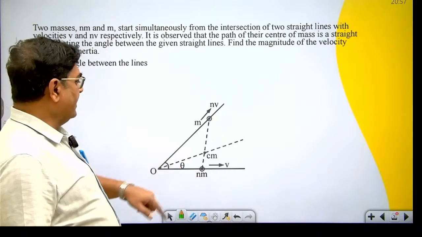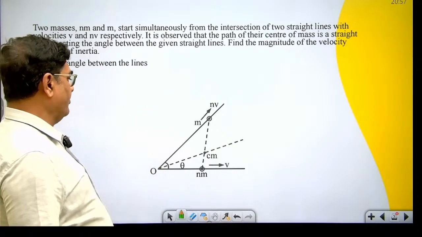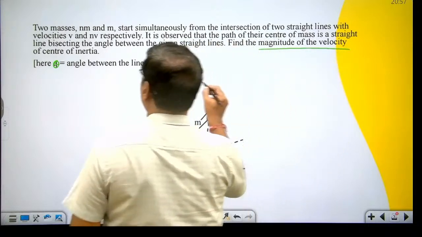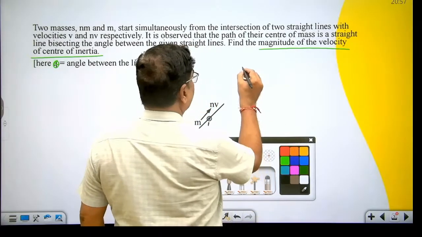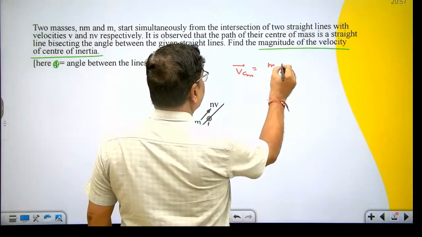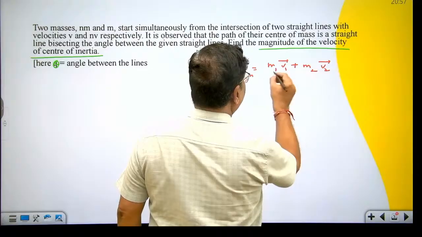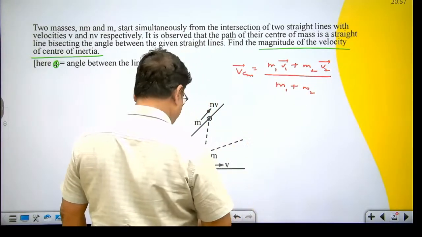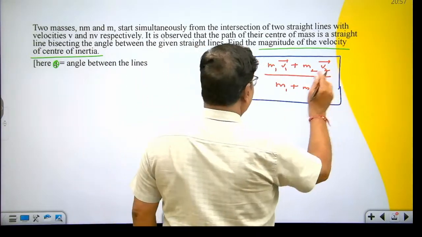One particle of mass nm is moving in the x direction, another particle of mass m is moving at an angle theta with velocity nv. We have to determine the magnitude of the velocity of center of mass. The formula which we will use here to calculate velocity of center of mass is (m1 v1 vector plus m2 v2 vector) divided by (m1 plus m2). This formula we will use in the x direction also, and in the y direction also. We will use the same formula.